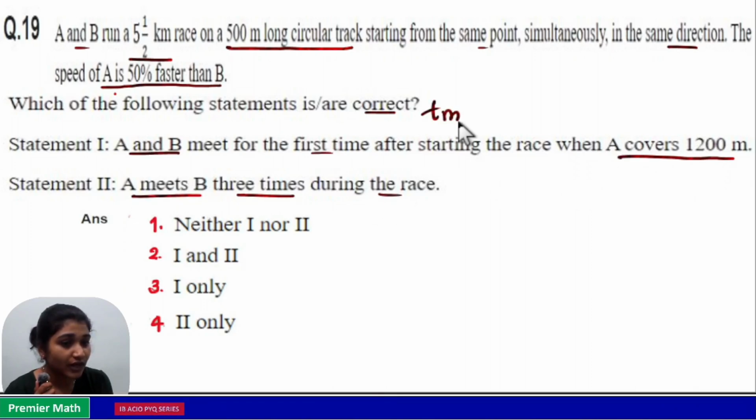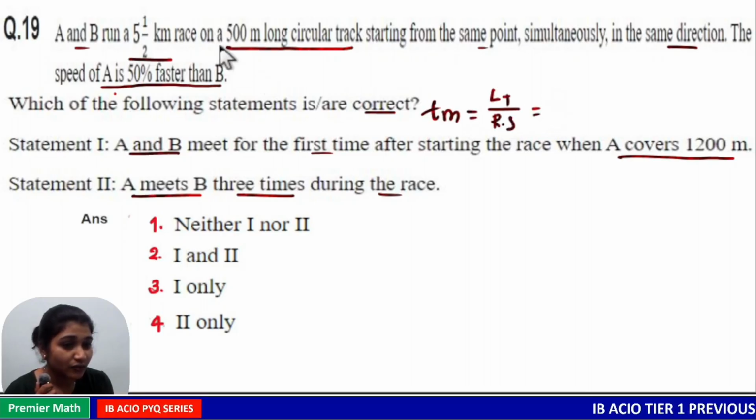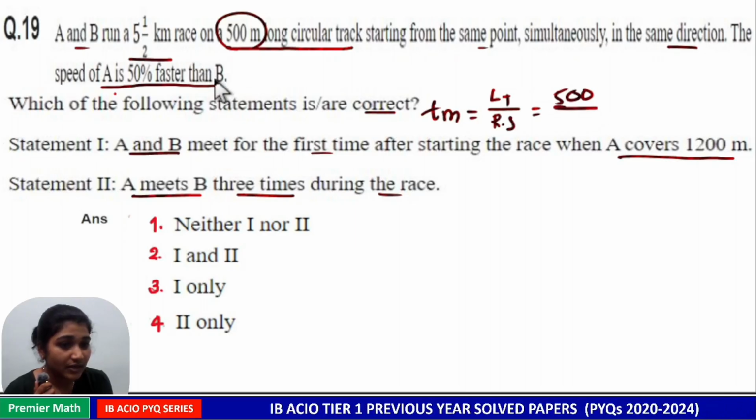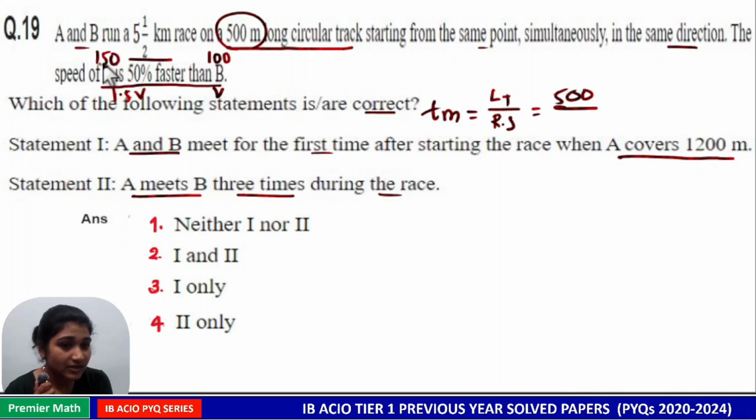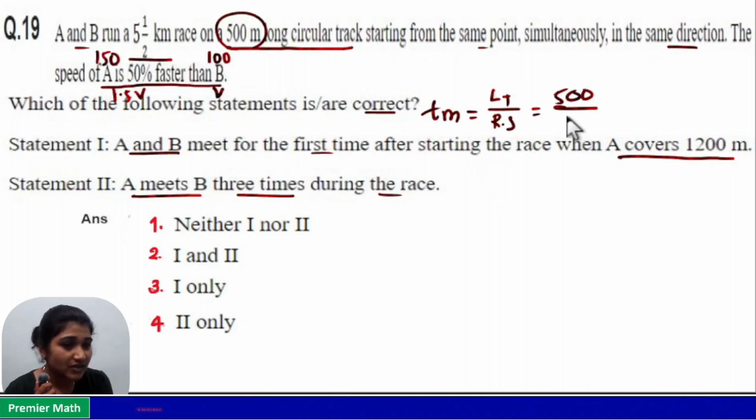First we have to find out the time of meeting, which is equal to length of track divided by relative speed. Here the length of track is 500 meter, and if I'm taking the speed of B as V, then A is 50% faster than V, meaning 1.5 V. Or if I'm taking the speed of B as 100 meter per second, then A is 50% more than 100, that is 150 meter per second. This is an assumption, but it will cancel out. That is 150 minus 100 is equal to 50. So this is equal to 10 seconds.